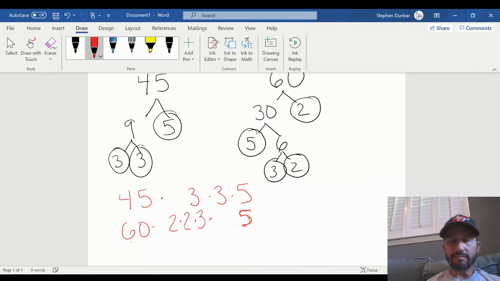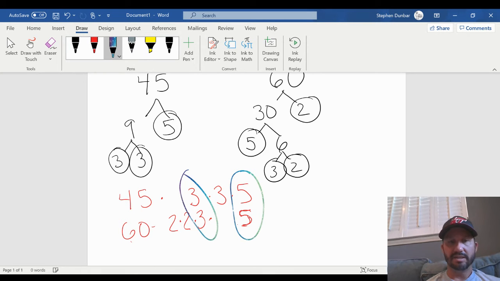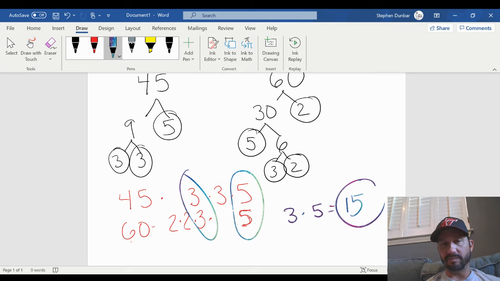So then when you do this part, you're going to find what they have in common. And what they have in common is a 5 and a 3. And what you do is you just take those numbers and multiply them. So 3 times 5 is 15, and that is your greatest common factor. That's it. Okay, so some people find this to be easier.